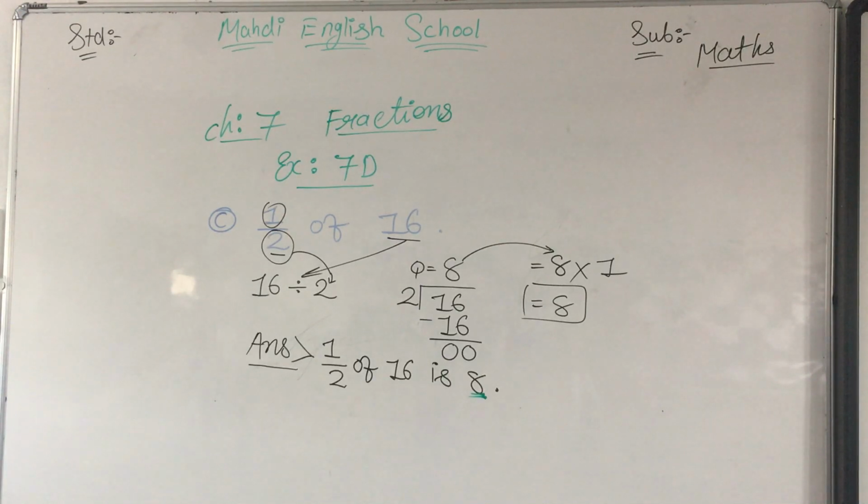Okay, now my dear students, first of all you write the division. You do step 1, the division step. Then further you write the multiplication, which means 8 ones are 8, this step. Okay, now my dear students, you write the answer: 1 upon 2 of 16 is 8.